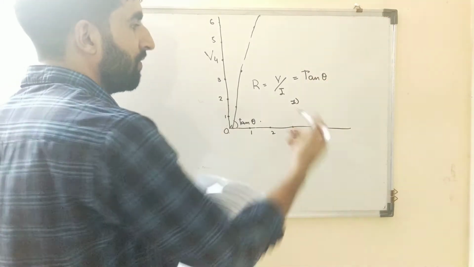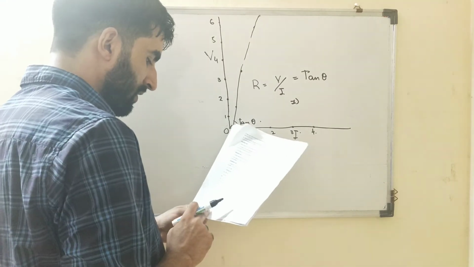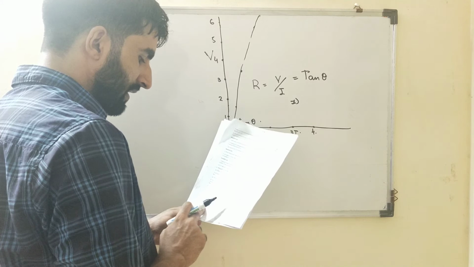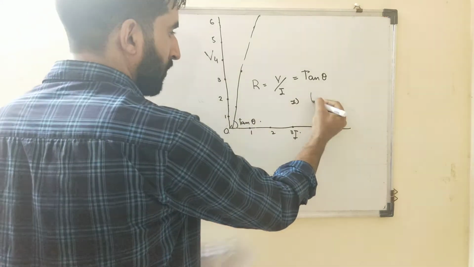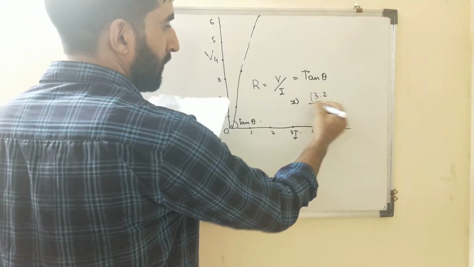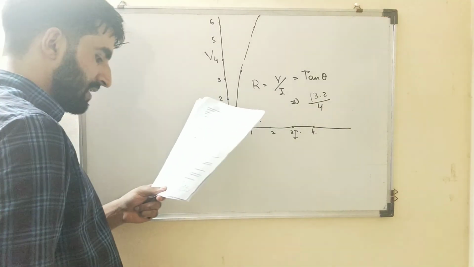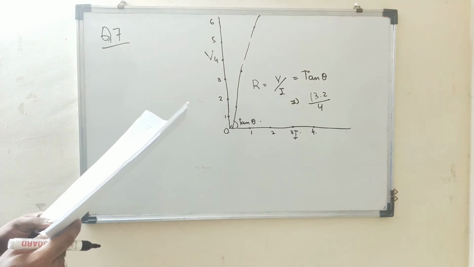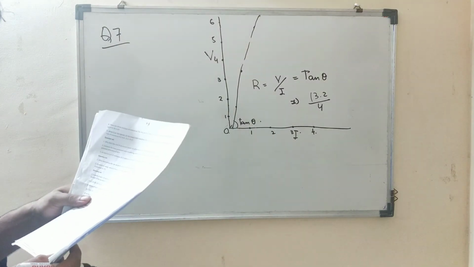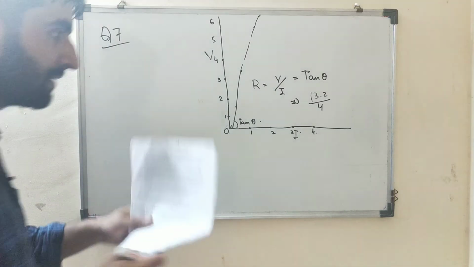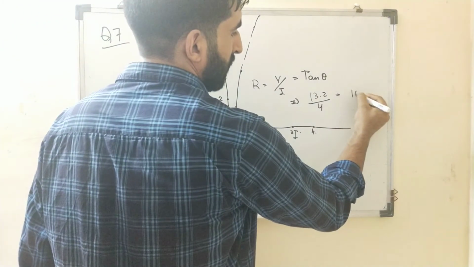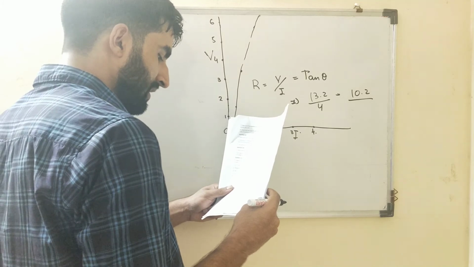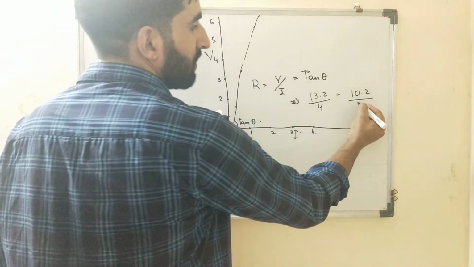You can find tan theta as V by I. Choose any voltage. 13.2 is the maximum voltage and your current is 4. So this will be equal to 13.2 divided by 4. Obviously that will be equal to 10.2 divided by 3. So that will be equal to 10.2 divided by 3, because voltage is 10.2 and the current is 3 amperes.